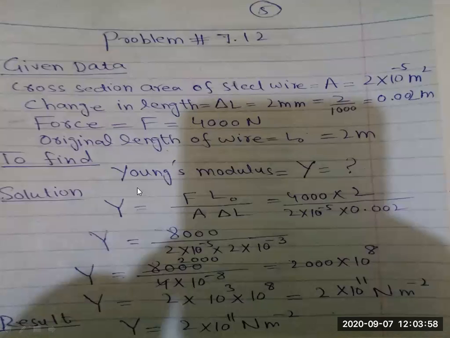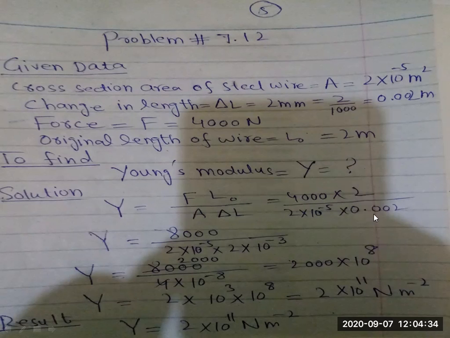I will use this formula. Young's modulus formula is F L naught divided by A delta L. You can find this formula on page number 162 under equation 7.12. So F L naught over A delta L, just putting in the values. Force is 4000, L naught, the original length of the wire, is 2 meter, area is given to me 2 times 10 to the minus 5, and delta L, change in length, is 0.002. Just substitute all these values, and 4000 multiplied by 2 you will get 8000.